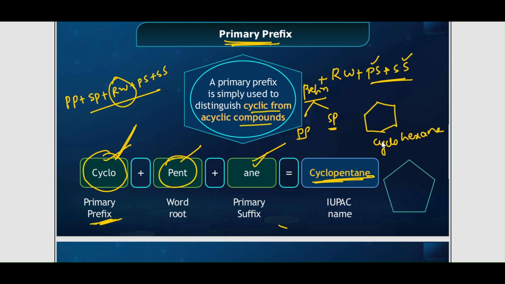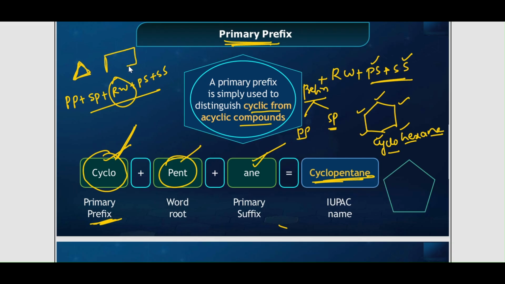Hexane. Why? Because it is closed chain. So I have used the prefix cyclo, right? And the root word is 6 carbons. You can observe 1, 2, 3, 4, 5, 6 carbons, and the nature of bonding is single bond. Therefore, cyclohexane.